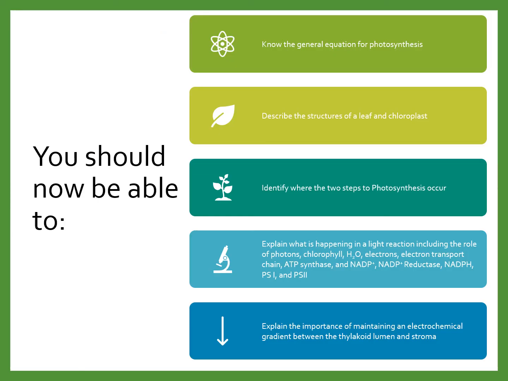Now that we are halfway through, you should know the general equation for photosynthesis, be able to describe the structures of a leaf and the chloroplast, identify where the two steps to photosynthesis occur, and explain in detail what is happening in the light-dependent reactions, including the role of photons, chlorophyll, water, electrons, electron transport chain, ATP synthase, NADP plus reductase, NADPH, and the photosystems. You should also be able to explain the importance of maintaining an electrochemical gradient between the thylakoid lumen and the stroma.